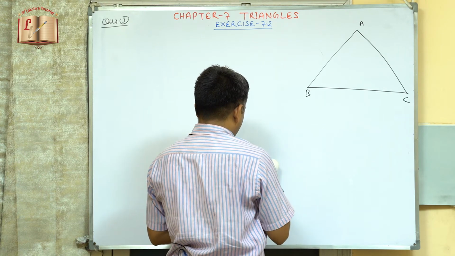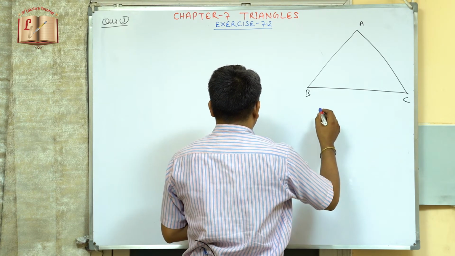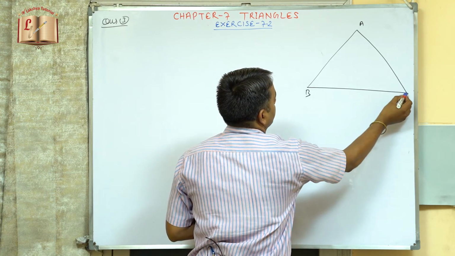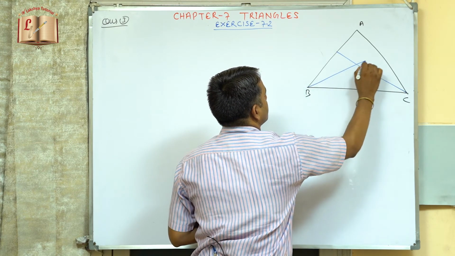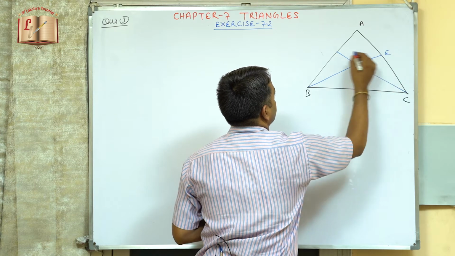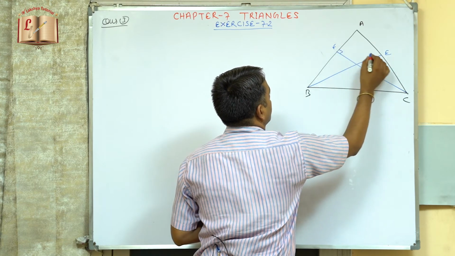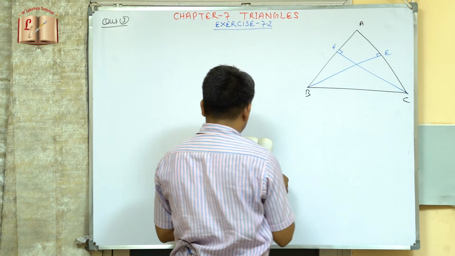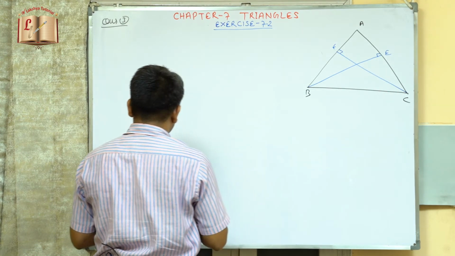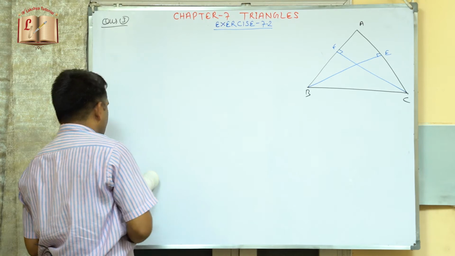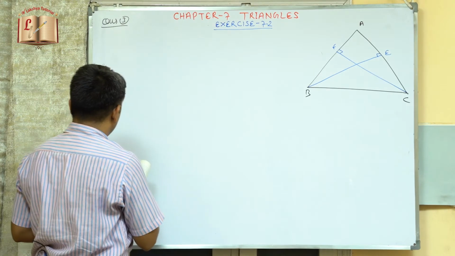So these altitudes are BE and CF. These are the altitudes drawn. Now we need to prove whether these altitudes are equal or not.